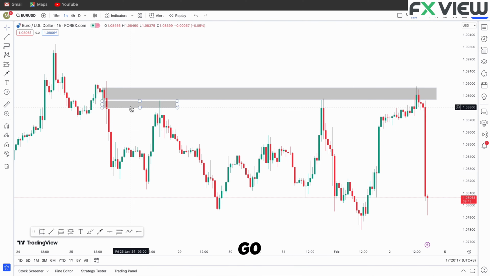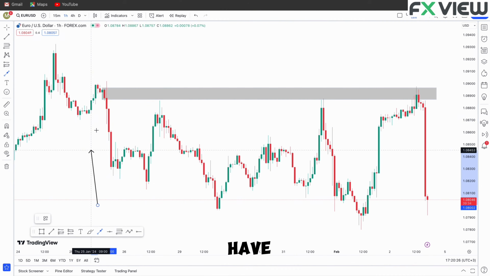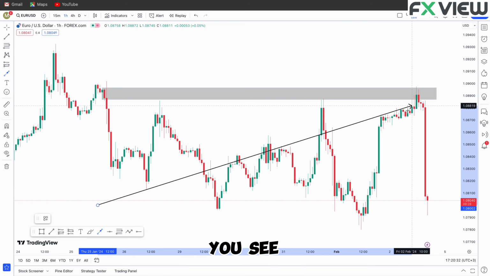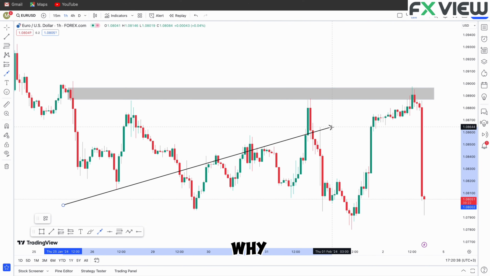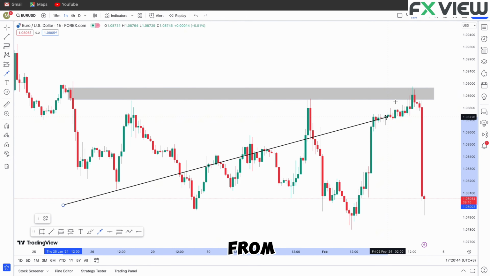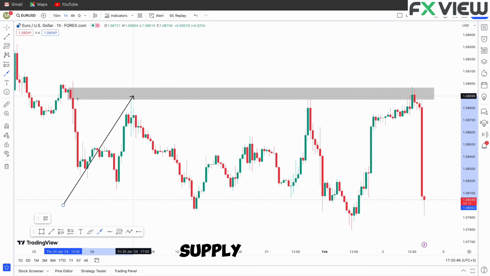Now before I go any further, traders, I want you to note this down: anytime NFP is happening, price is at a turning point. Anytime NFP is happening, price is at a turning point, and I've made so many videos about that. That's why you see price was currently at this point right here. That's why before NFP dropped, in the last hour, we had price just consolidating from up here. But we shouldn't forget the fact that this was a supply zone.